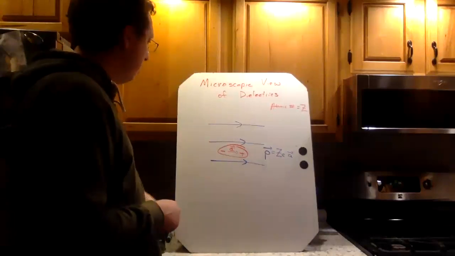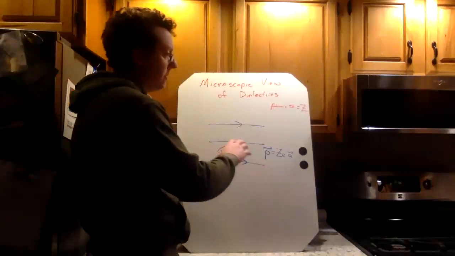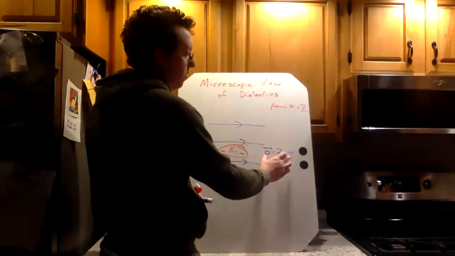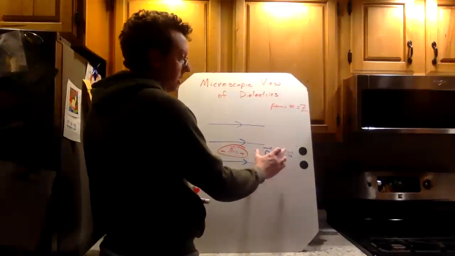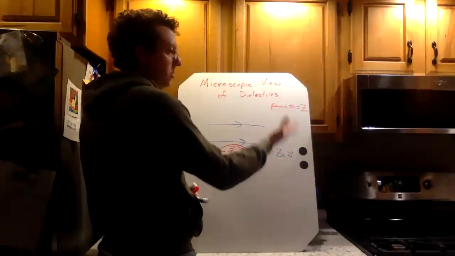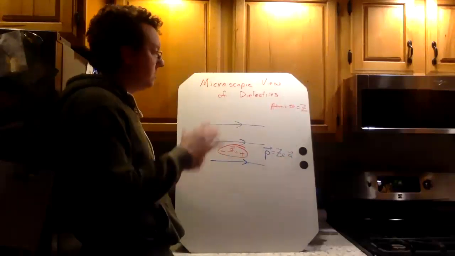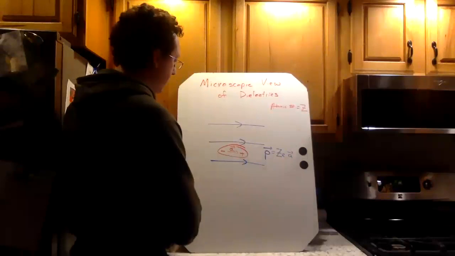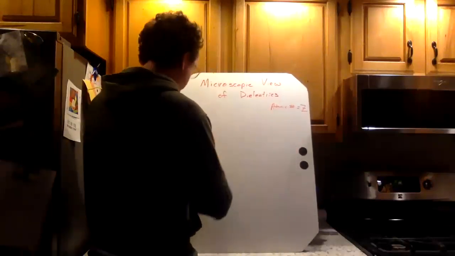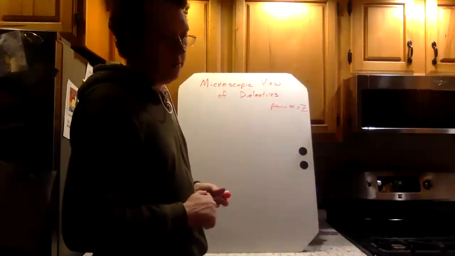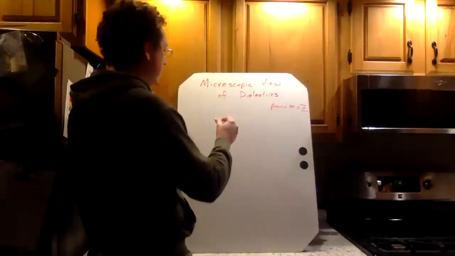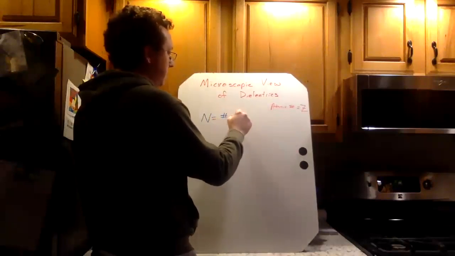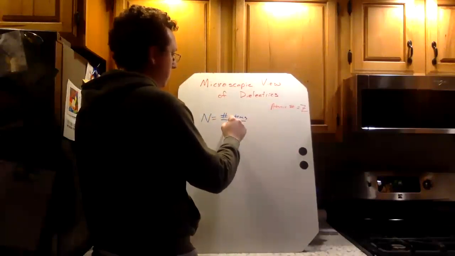What we want to do is understand how the atomic features become the measurable features, so we want to relate this microscopic atomic dipole moment to macroscopic quantities over the whole slab of dielectric material. To do that, we introduce N, which tells you the number of atoms per unit volume.